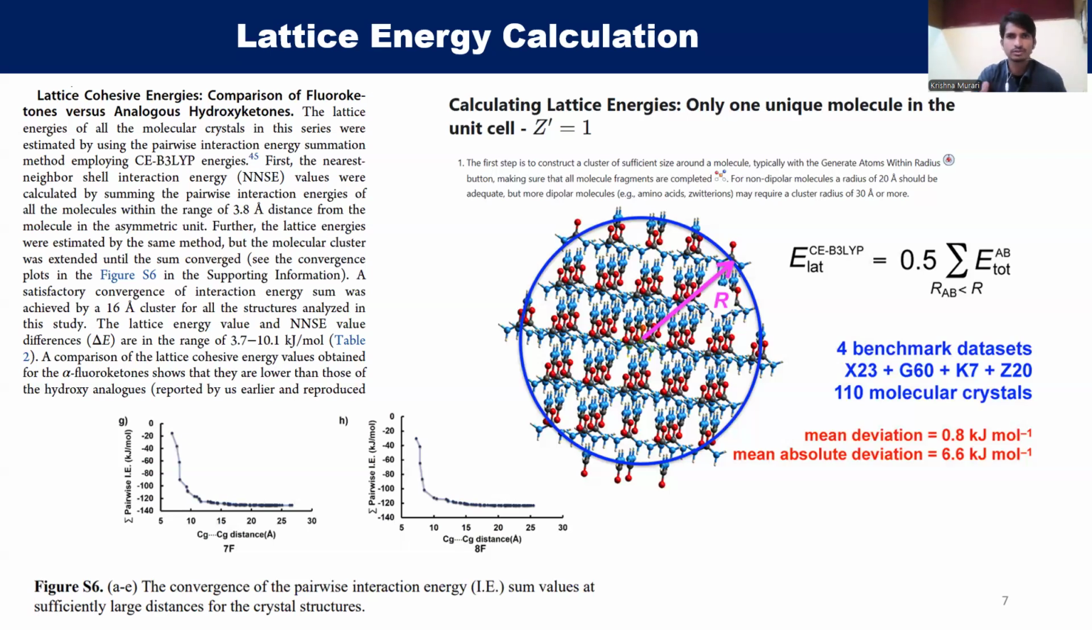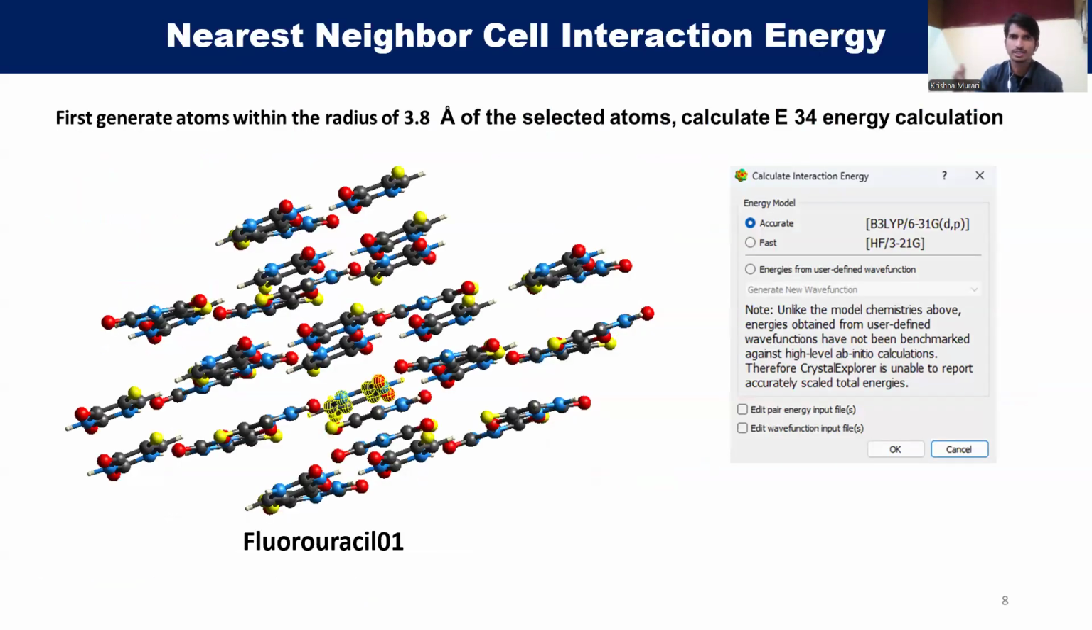Now, let's start with how we have calculated the nearest neighbor cell interaction energy. Then we will move further to the lattice energy part, and then we will discuss the results. How do we calculate the nearest neighbor cell interaction energy? First, we have to generate atoms within 3.8 angstrom of the molecule in the asymmetric unit, and then we calculate interaction energy using B3LYP 6-31G. Here it is written accurate. We are using the accurate one. Of course, it will take time, but it will give accurate results.